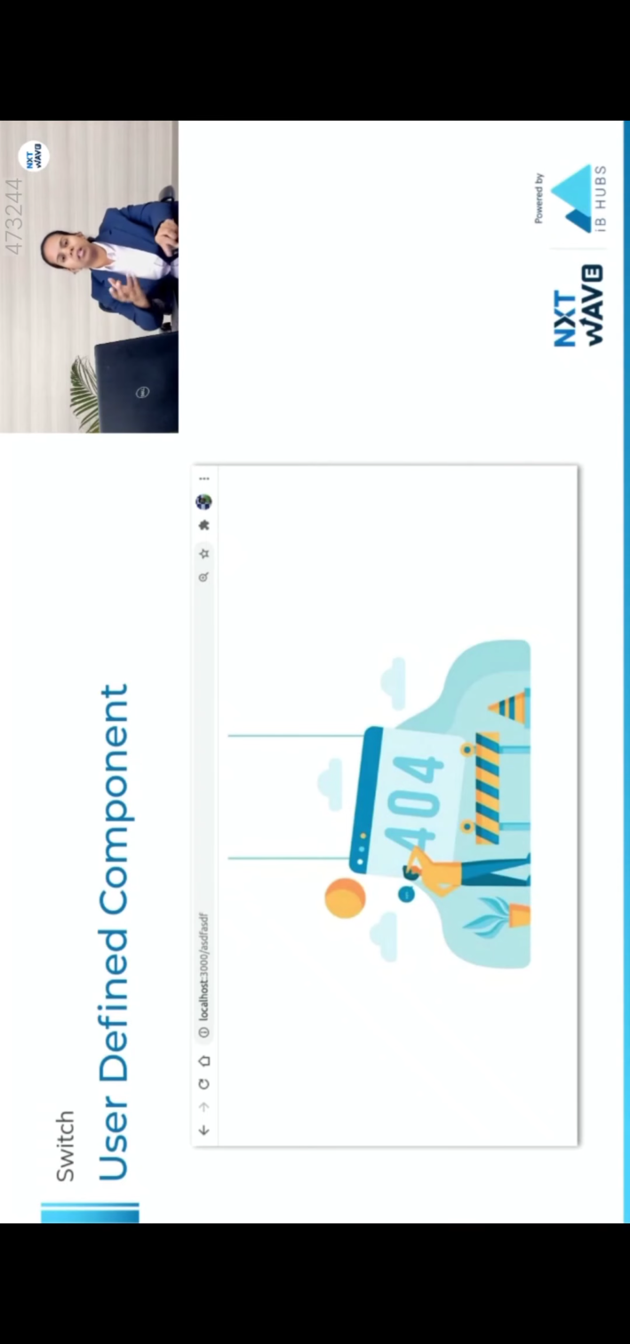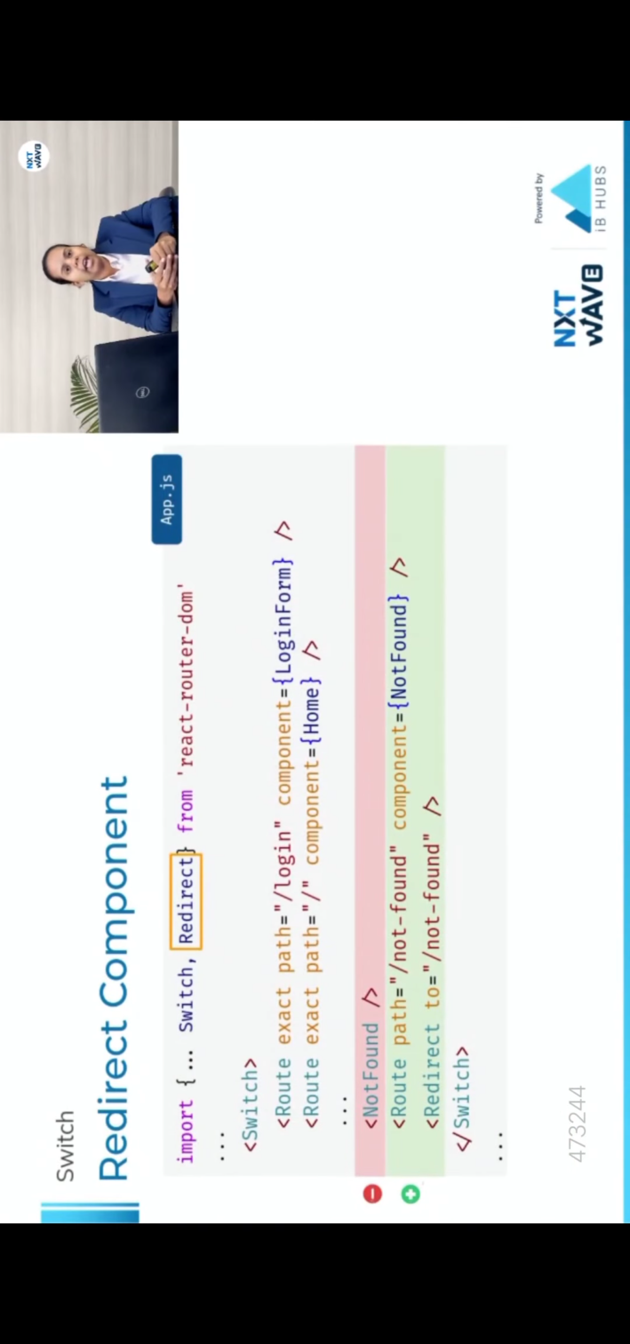Within the Switch we can provide any React component. That could be a Route, a user-defined component, or a Redirect component. So let's see an example for the Redirect component. Instead of specifying the NotFound user-defined component, you can also provide a Redirect component. Here we have defined a Route whose path is /not-found, and the corresponding component is NotFound.